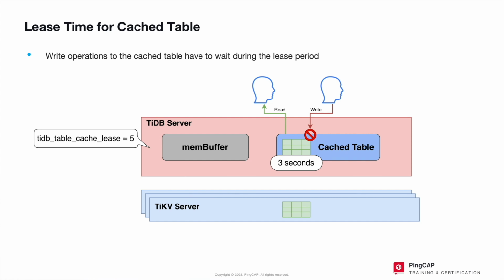It's important to note that a lease is added to the cache table and that the lease duration is determined by the system parameter. The TiDB_table_cache_lease definition defaults to 3 and can range from 1 to 10 seconds. In the case of a graph, the timing starts when the table begins loading from TiKV's cache to the TiDB server. During the lease time, we can read the table in the cache on the TiDB server, but write operations are blocked. In other words, the table cannot be modified while the lease is active.